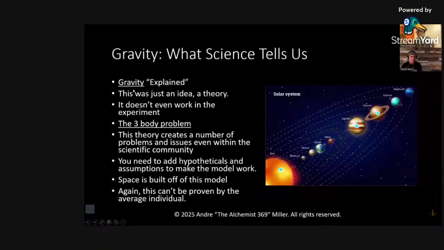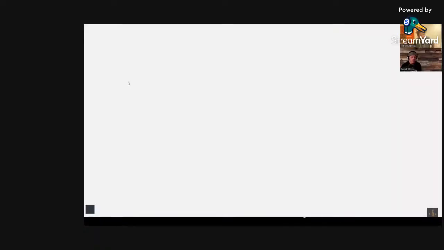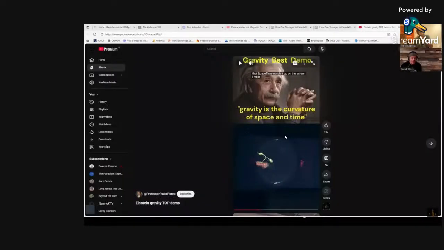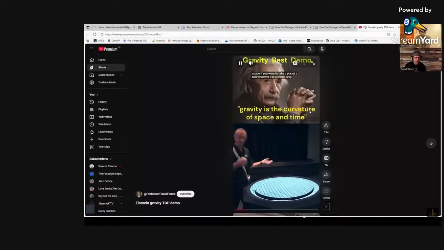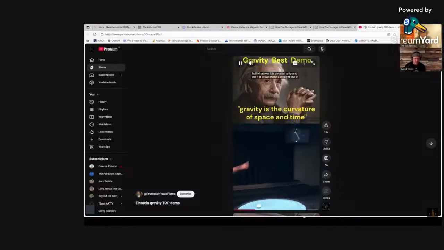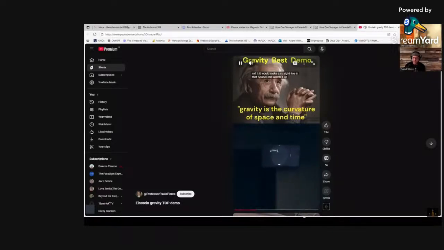All right, so this entire system is made up of Einstein's theory of gravity, and this is where Einstein's theory of gravity comes in. Can you see it now? Yes. Okay, sorry about that. If you were to take a planet, a ball, whatever it is, a rocket ship, and roll it, it would make a straight line in that space-time. Watch it up on the screen. I roll it, and it makes a straight line.